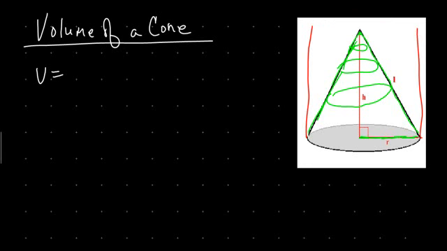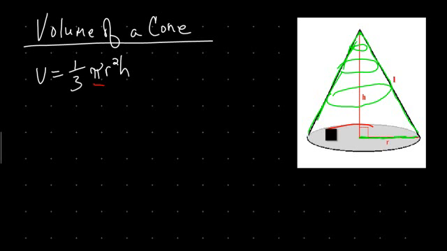And it turns out that the volume is given by 1/3 pi r squared h. Okay, so that pi r squared is the area of this circle down here on the bottom, and then times the height. Again, remember that this would just be the volume of the cylinder, and that 1/3 scales it and makes it the volume of a cone. So the volume of a cone is 1/3 pi r squared h.